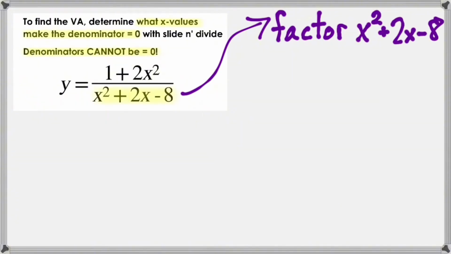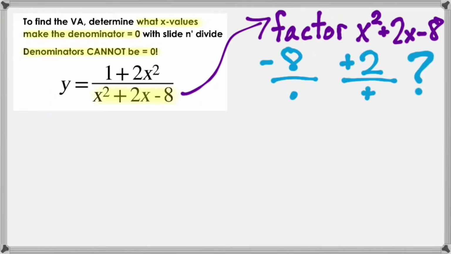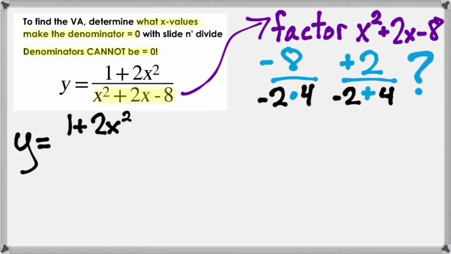We're going to factor x squared plus 2x minus 8, and you would begin by asking yourself the question, what two numbers multiply to make negative 8 and add to make positive 2? That would be negative 2 and 4. So we can then rewrite the denominator as x minus 2 and x plus 4. Again, I am assuming you are already generally familiar with the skill of factoring, so we are just going to move on through the problem.